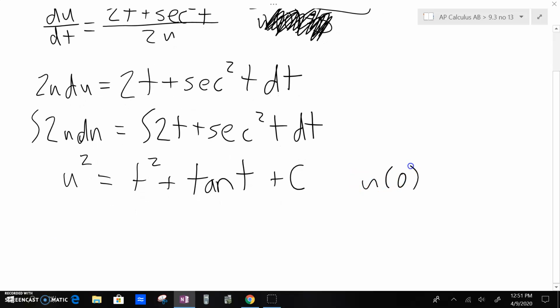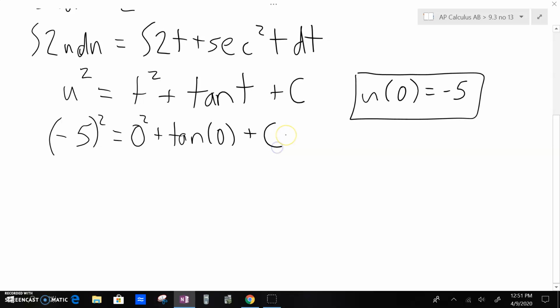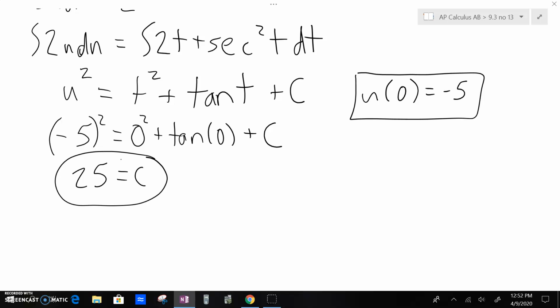To do that, I'm just going to write this down here. This is that initial condition that we're given. From here, we're going to solve for c. So we're going to plug that in. My u value is -5 when my t value is 0. And whatever that's worth is what my plus c is. So 0 squared is 0, tangent of 0 is 0, -5 squared is 25, so my c is 25. Again, there we've picked up another point in terms of AP point structure. So you've already done the bulk of the work they want to see.